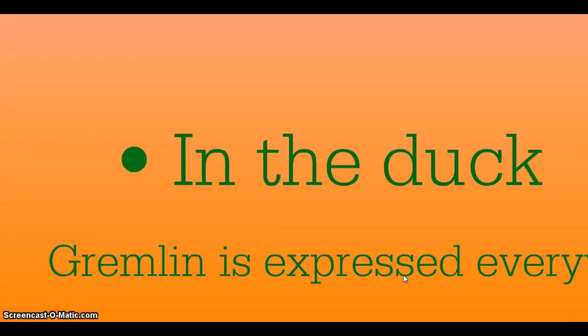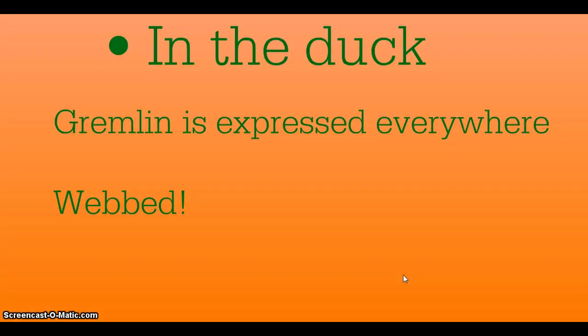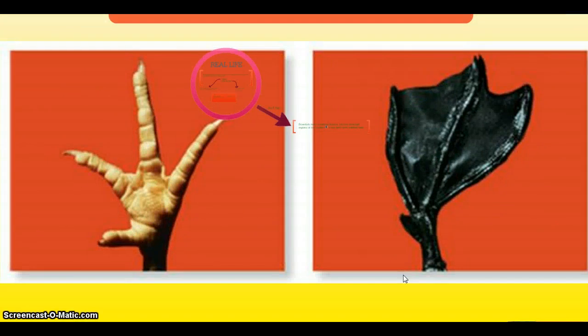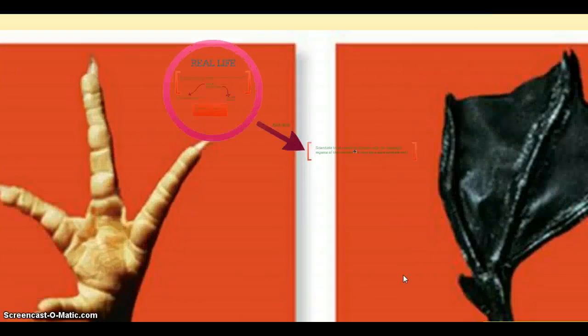Now in the duck, gremlin is expressed everywhere, which means that the gremlin throughout the leg stops BMP4 from killing the cells, and that causes webbed feet. This is a picture of the chicken and the duck, and clearly the chicken is on the left and the duck is on the right.